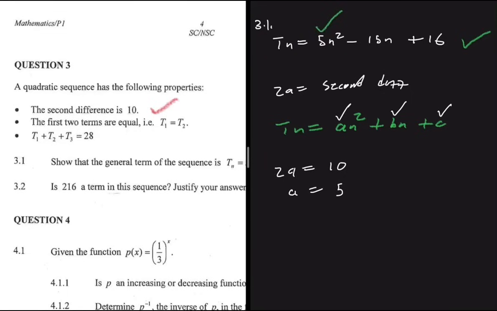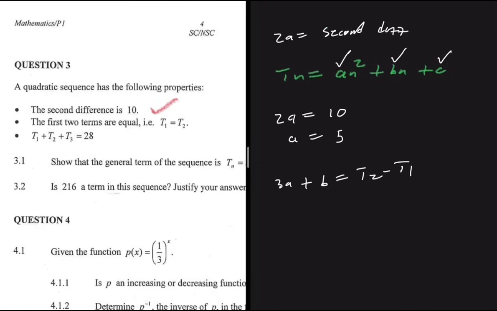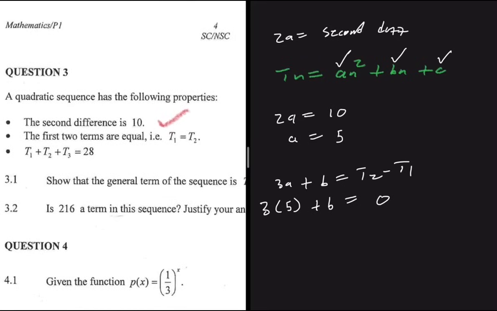And just like that, we already have 5, which is part of what we're trying to prove, so we are sort of convinced that we are on the correct route, right? The other thing we know about quadratic sequences is that 3a plus b is equal to t2 minus t1. We have established what a is equal to, so we have 3 multiplied by 5 plus b being equal to 0. Why are we saying t2 minus t1 is equal to 0? That is because we are told that t1 is equal to t2, so t2 minus t1 should be equal to 0.